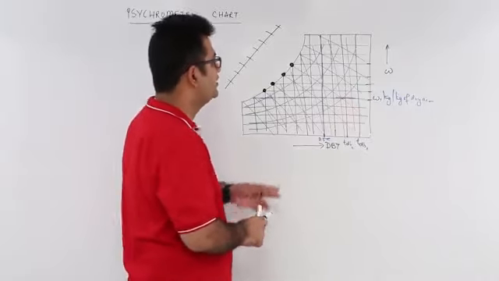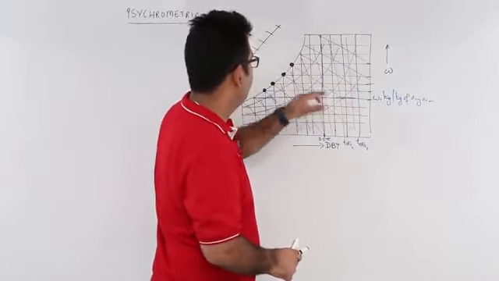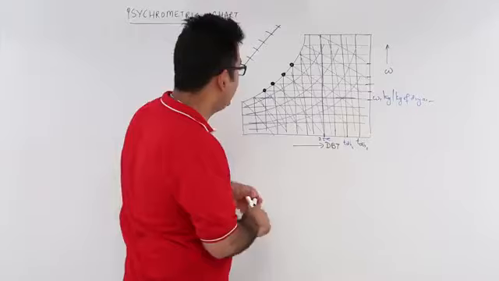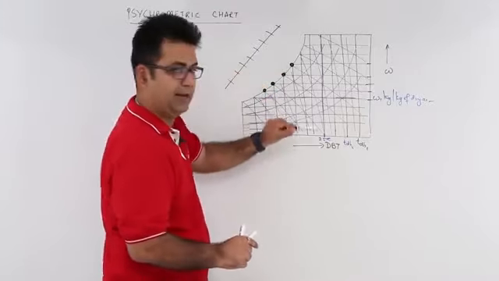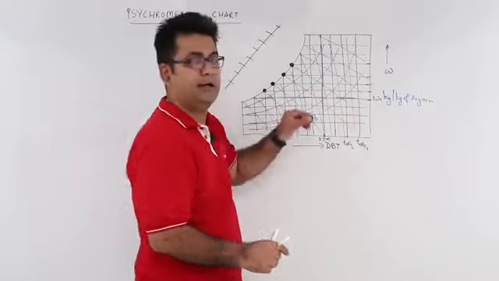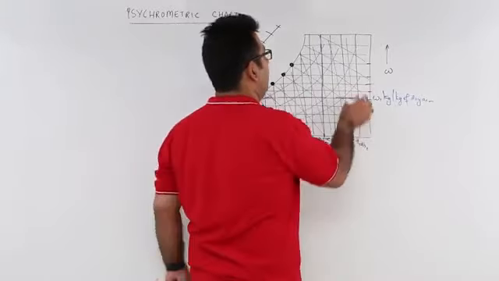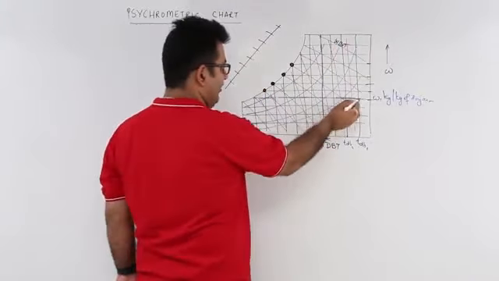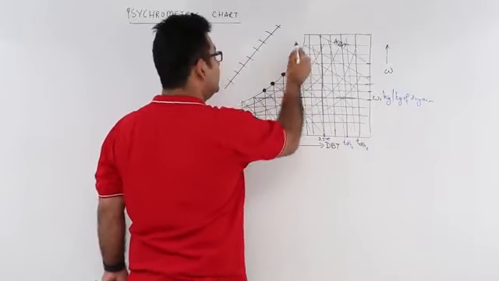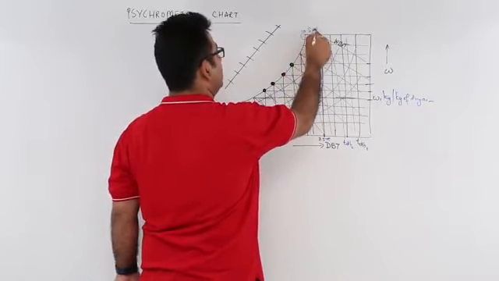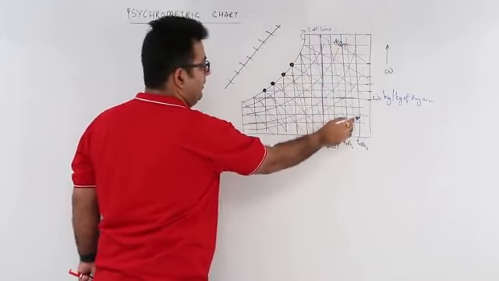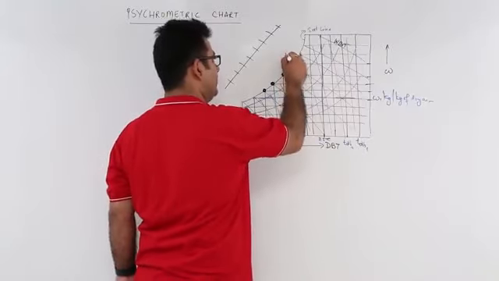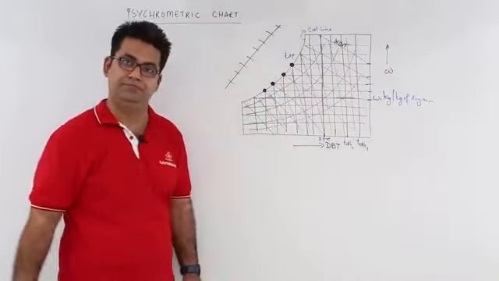Now you have these slant lines. There are two kinds of slant lines: one is the black colored one and the other is this red colored slant line. The black colored slant lines indicate the wet bulb temperature. When this wet bulb temperature line meets the saturation line, this point gives us the dew point temperature.